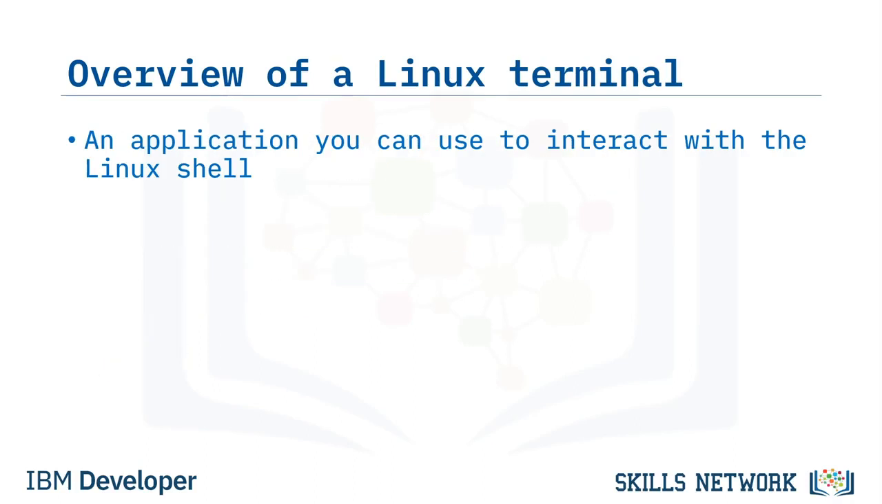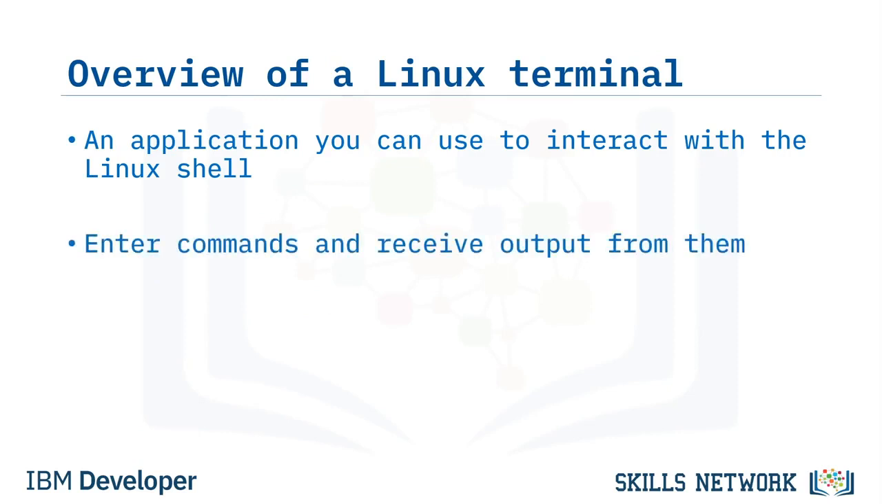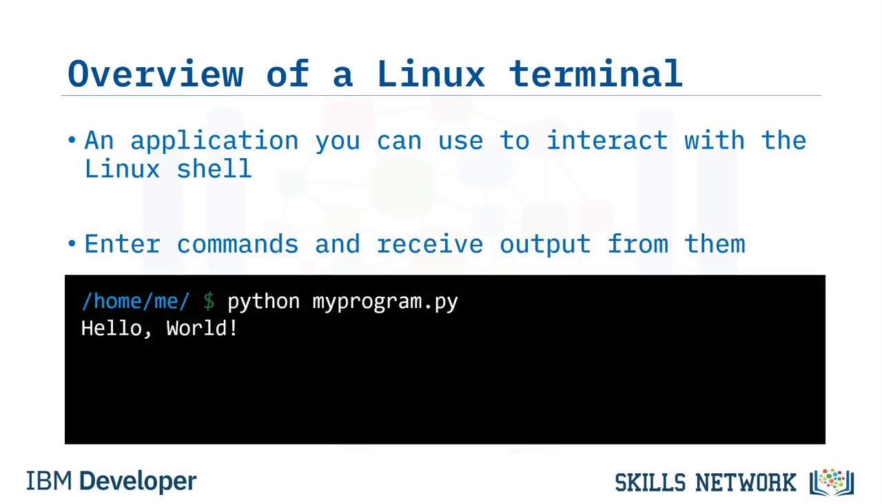You interact with the Linux shell through a Linux terminal. A terminal is an application or user interface where you enter the commands you want to run and receive any output from those commands. For example, to start the Python application and run a program called myprogram.py, type Python space myprogram.py. When you press enter, the shell runs the command. This program prints the words "Hello World" to the terminal.